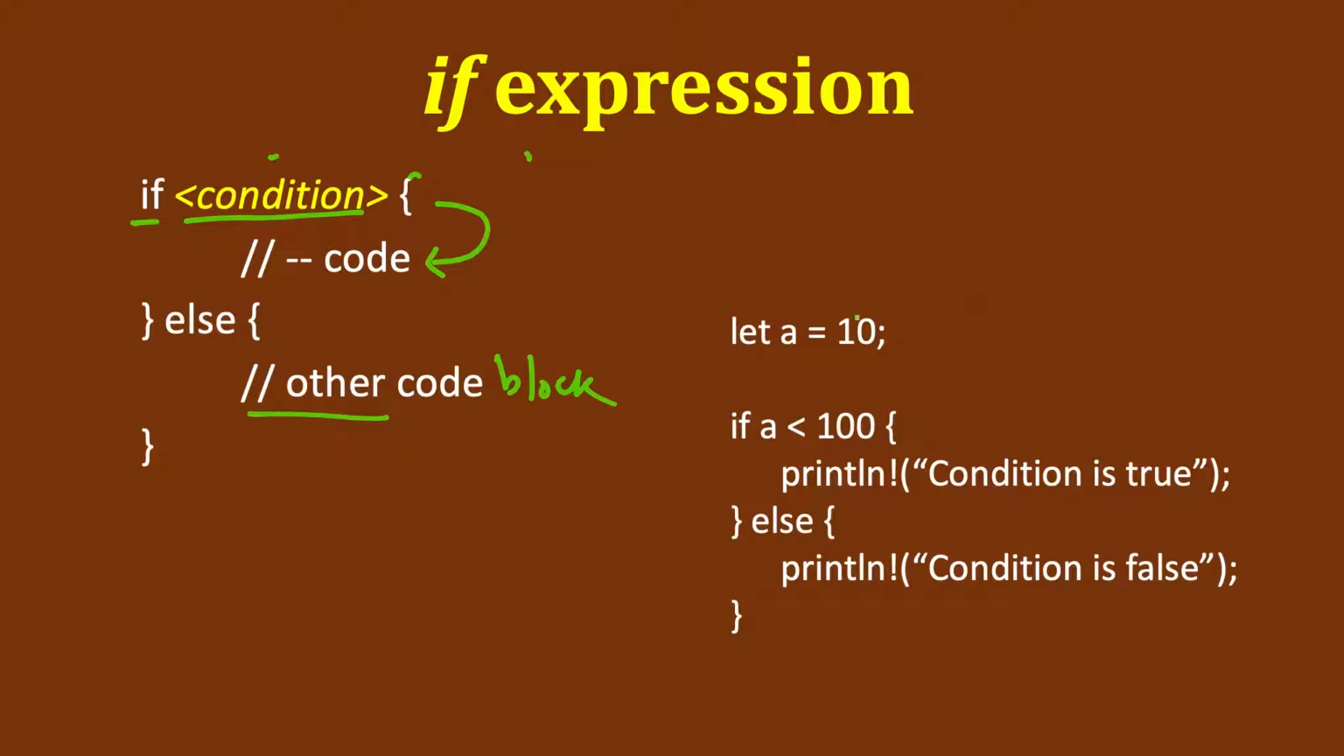For example, if we have a, which is a variable of type i32 and its value is 10. So we see that here it's a condition: if a is less than 100. We see that 10 is less than 100, so this condition is true. So it will enter this code block and it will print "condition is true". And it will not enter the second else block because it will perform just one of the code blocks, not all of them.